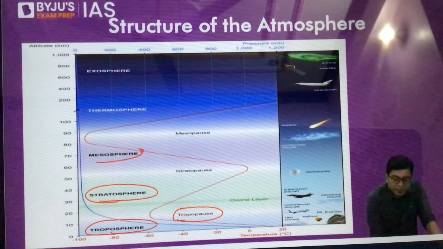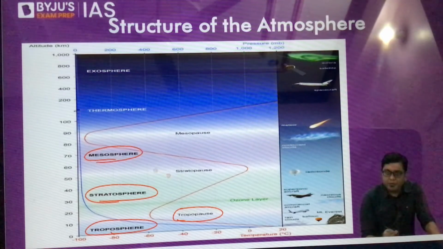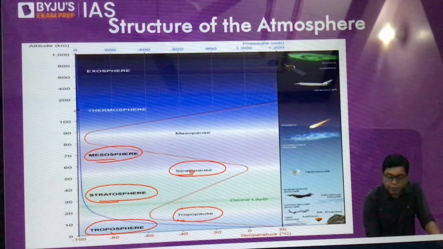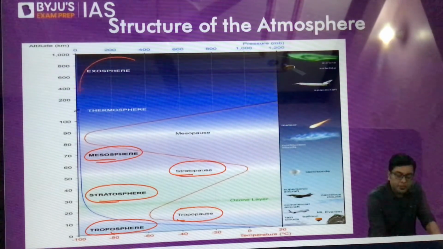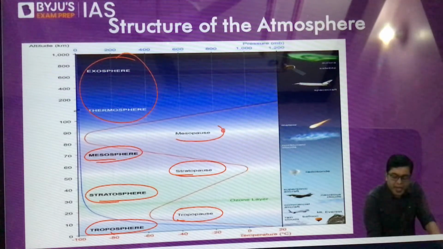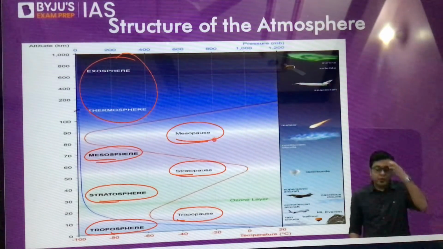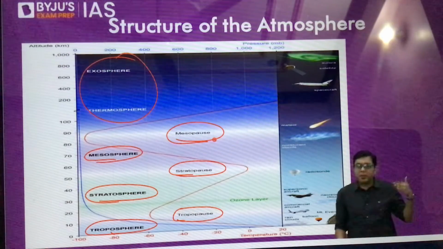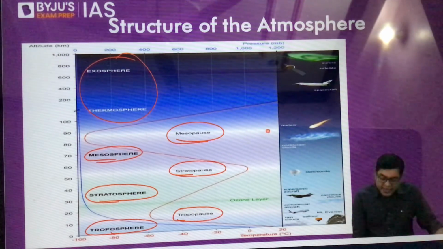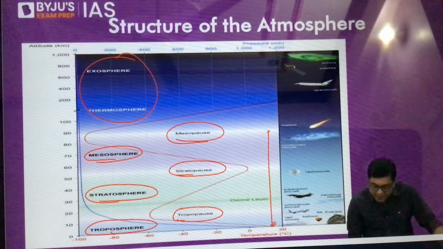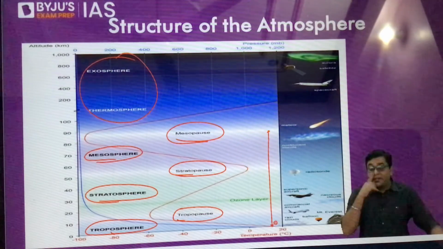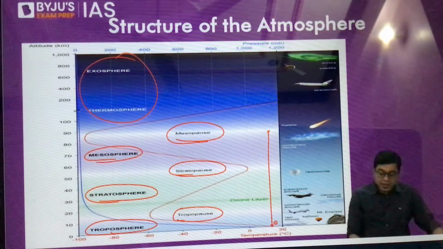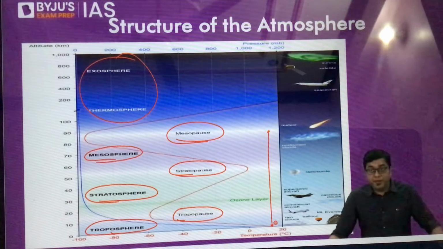Then you have the mesosphere, which is separated from the stratosphere by the stratopause. Then you have the thermosphere and exosphere, and that is separated by the mesopause. So when we talk about atmosphere, atmospheric gases are still present in a significant amount of density up till the mesosphere.